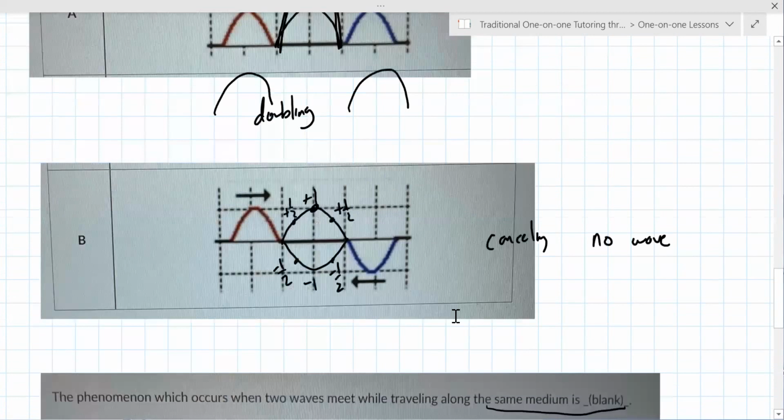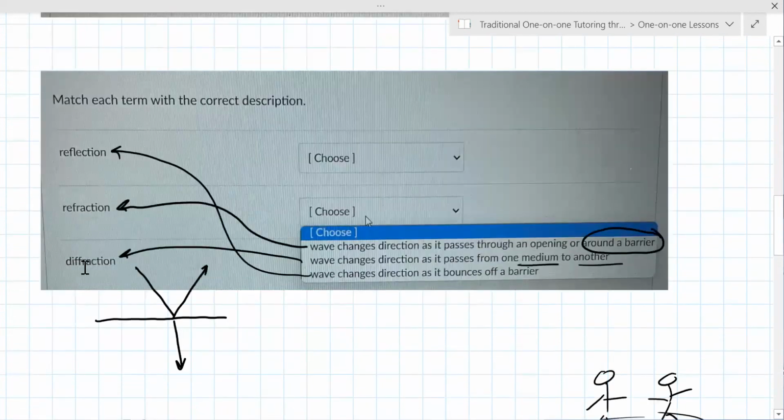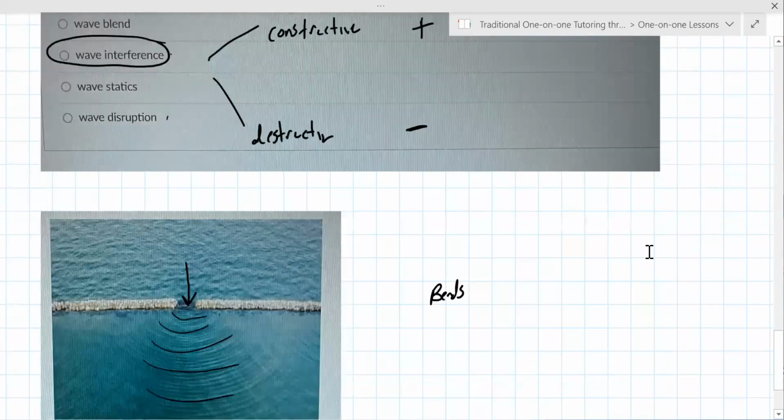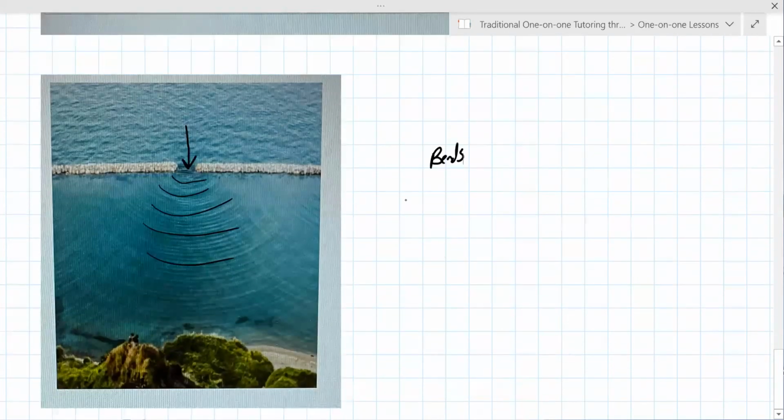And I think we looked at one where it bends. We looked at that. Let me go back up here. See how we talked about diffraction being around a barrier? Yeah. So I would say this is a barrier. I mean, it even says that in the words there. So if I had to put an answer down, I would go with diffraction because of that.